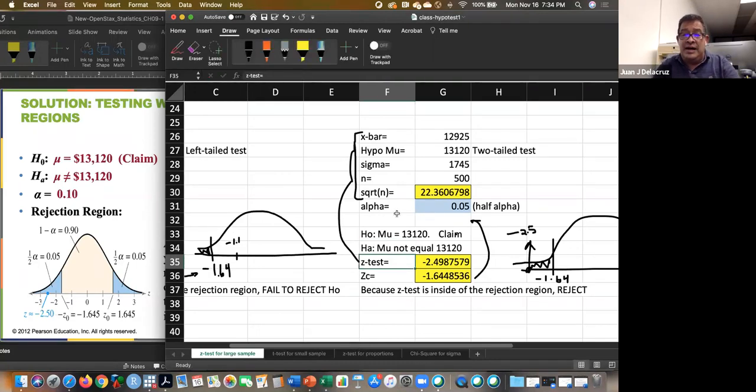So that's very simple. We have two different methods. One is to use the p-value versus alpha. The other one is to use the z-scores and determine whether the standardized test statistic falls within the rejection region or not, and we make the call.